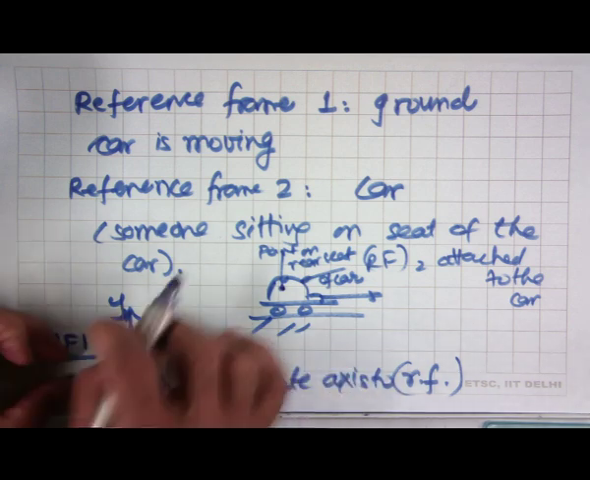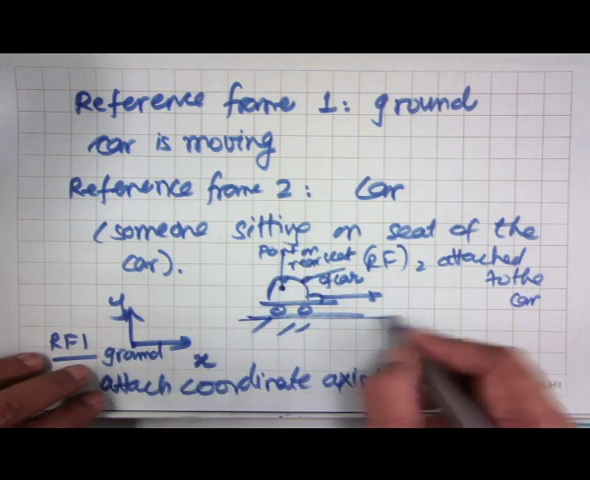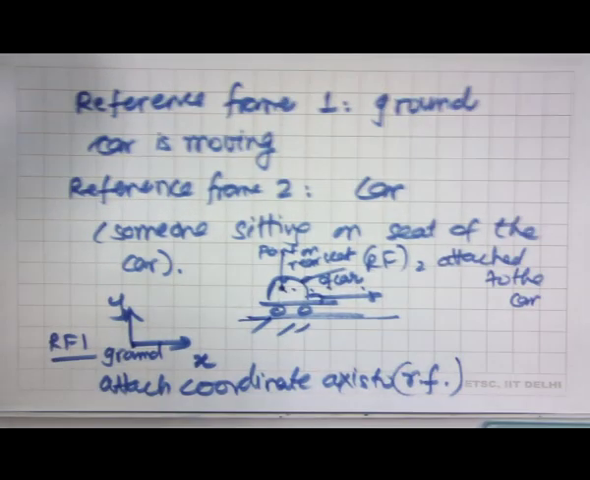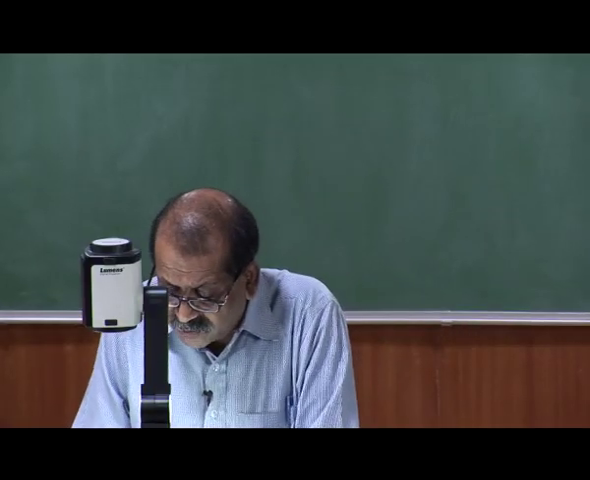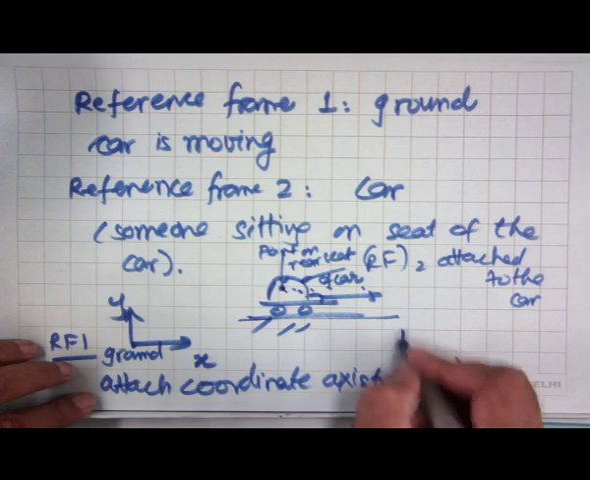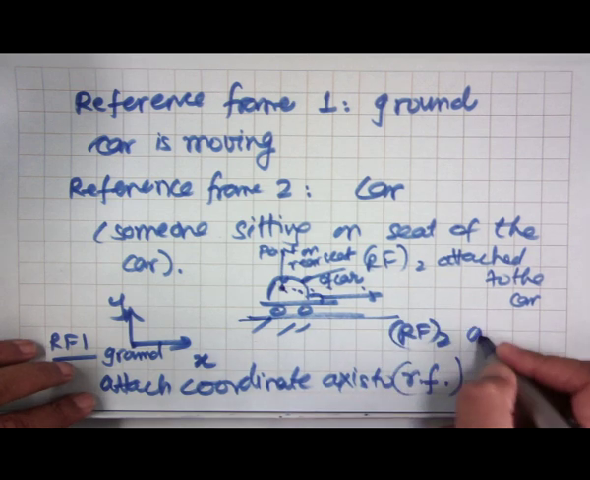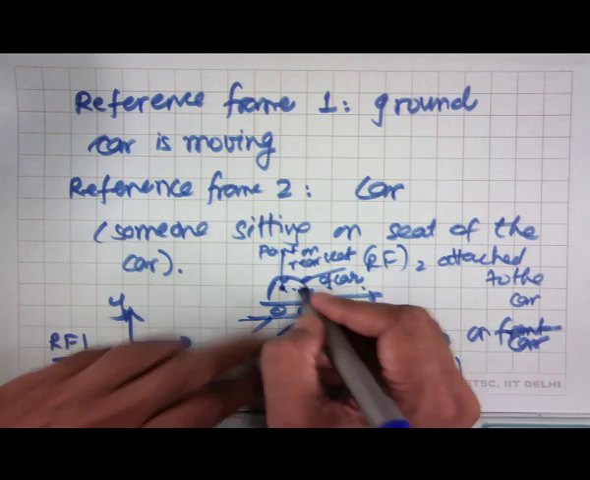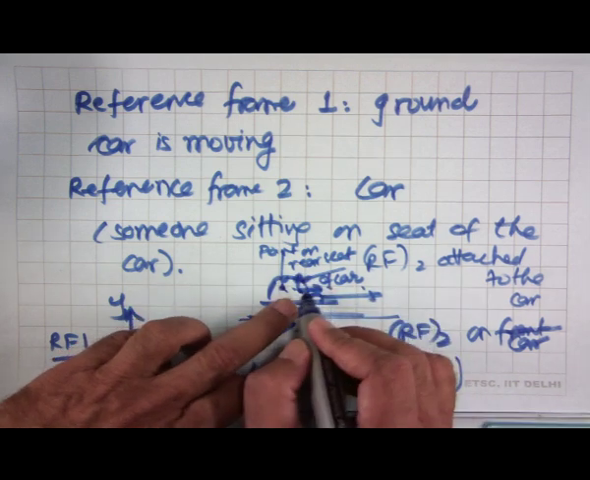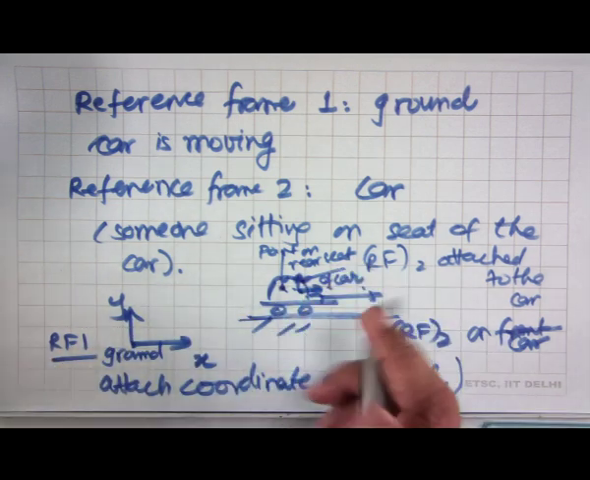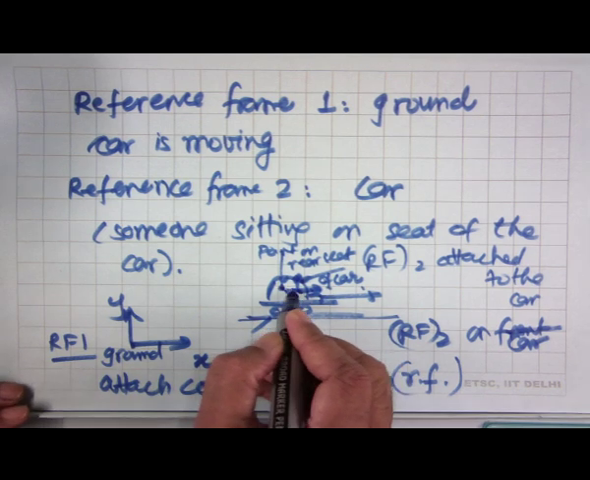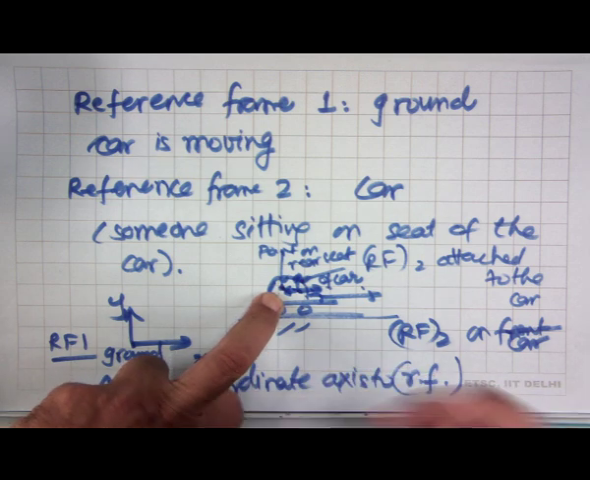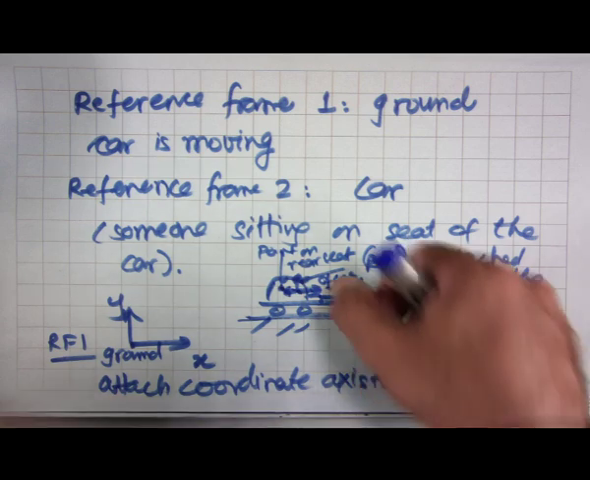What I will find is, as the car moves along a straight path, I will observe this point P to be moving with the car. Whereas, for the second reference frame, let us attach reference frame 2 to the car itself, with the axis mounted on the front seat of the car. Now, from this reference frame, when I observe the same point P, I will have to go in the negative side because I am sitting on the front side.